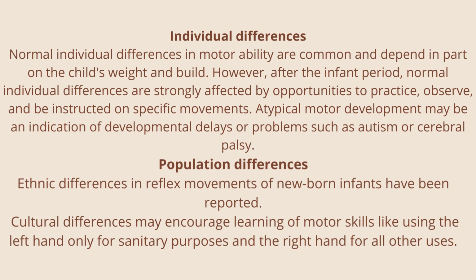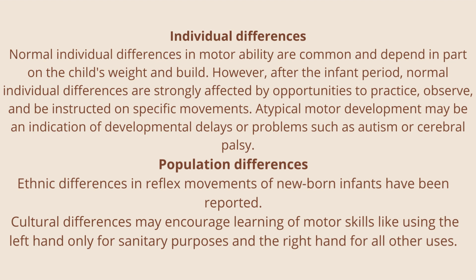Individual differences. Normal individual differences in motor ability are common and depend in part on the child's weight and build. However, after the infant period, normal individual differences are strongly affected by opportunities to practice, observe, and be instructed on specific movements. For example, going to a dance school. You might be a natural dancer, but the dance school allows you the opportunity to practice, to watch a teacher, to be instructed, to show how you are supposed to participate in certain movements.